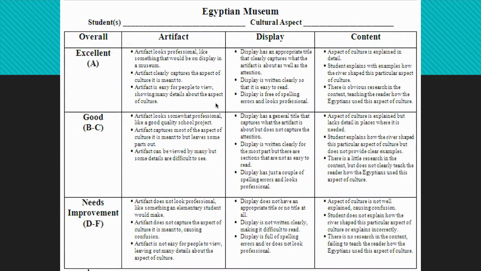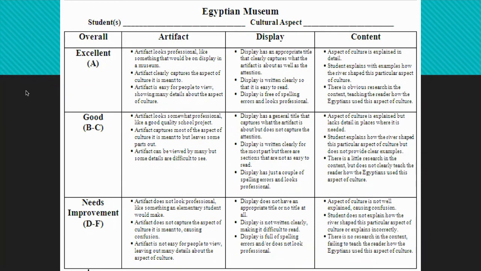Here's an example of a rubric for the museum. This is an Egyptian museum I did. So here's the artifact, the display, and the contents. These are all the expectations that I've set. The important thing when you're creating a rubric, and I have a TED Talk on rubrics if you want to take a look at that, is that you show them what it looks like, not tell them what it looks like.